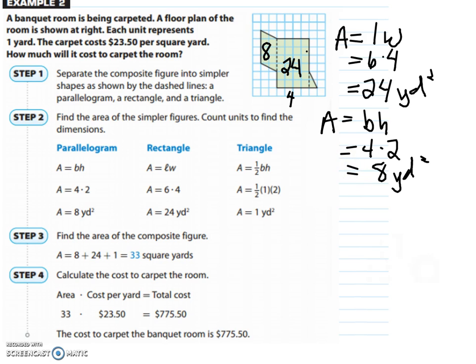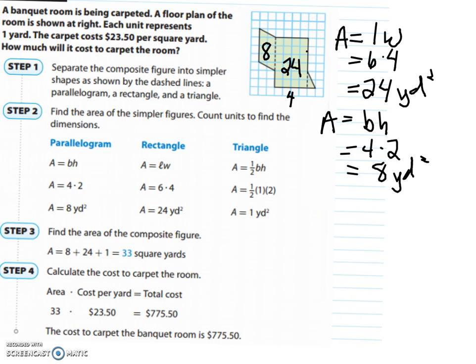And then we have our triangle. Our triangle is area equals 1/2 times base times height. My base is 1. My height is 2. So 1 times 2 is 2, and 2 times 1/2 is 1. Okay, so this is 1 yards squared.